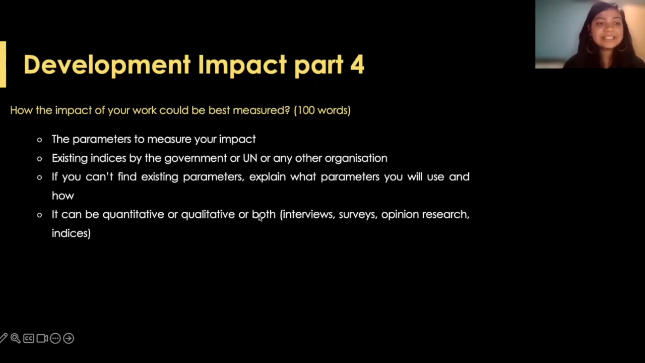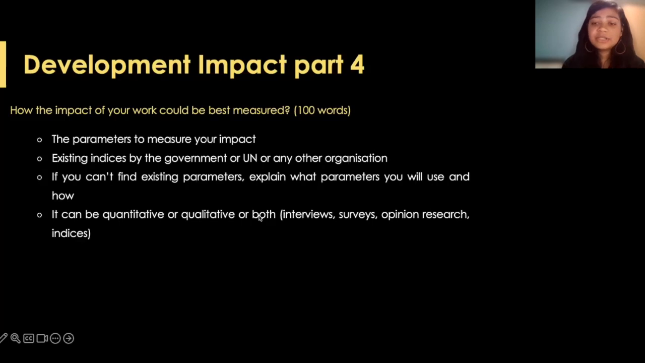Last but not the least, how the impact of your work could be measured. You yourself need to tell them what is it that you intend to do, but most importantly, how do you intend to measure the impact of your work, right? So set here the parameters that you intend to use to measure the work you've done. Are there any existing indexes by an international body that you could be using to assess the sort of work that you can do? If there are no existing parameters, what is it that you will personally use to measure the work that you've done?